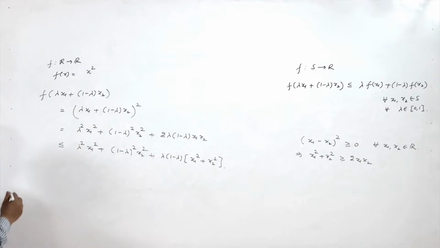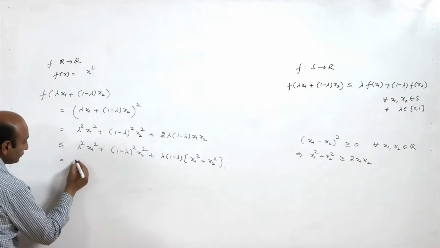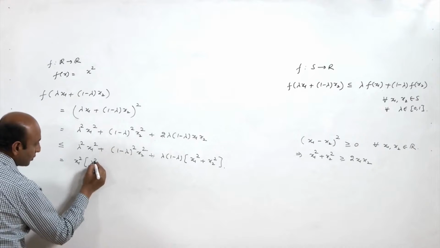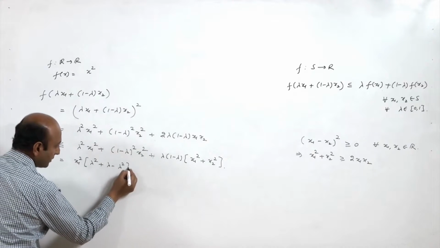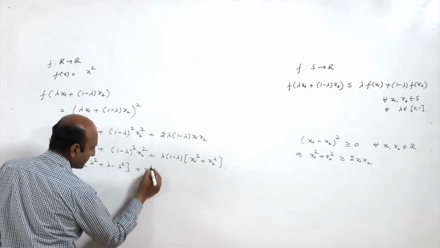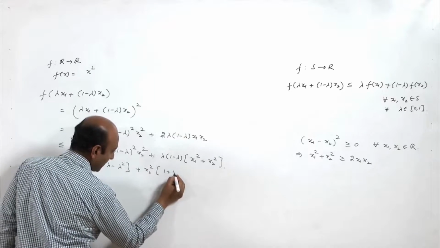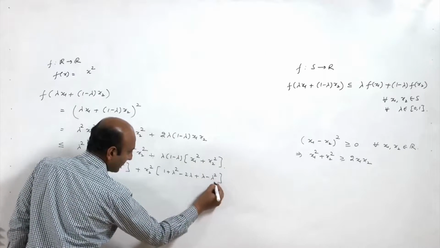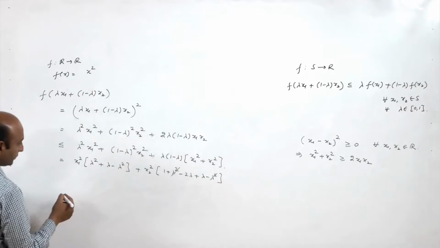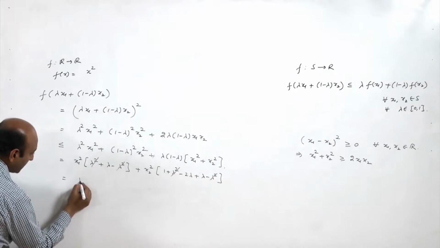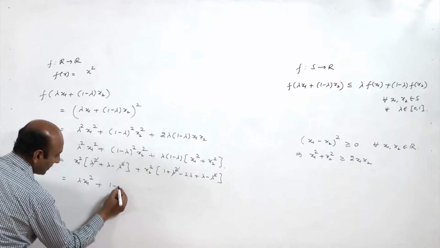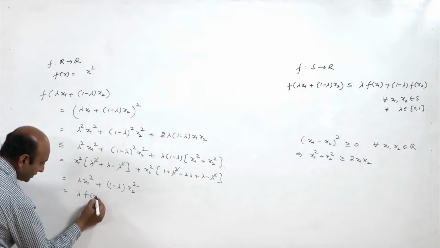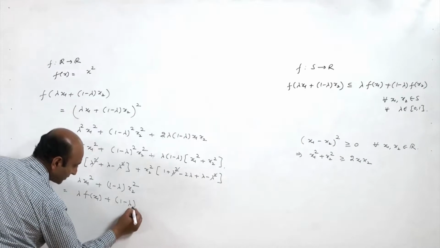So, this is equal to x1 square times lambda square plus lambda minus lambda square, and x2 square times 1 plus lambda square minus 2 lambda plus lambda minus lambda square. So, this cancels out and this cancels out. So, this is nothing but lambda x1 square plus 1 minus lambda x2 square, which equals lambda f(x1) plus 1 minus lambda f(x2).